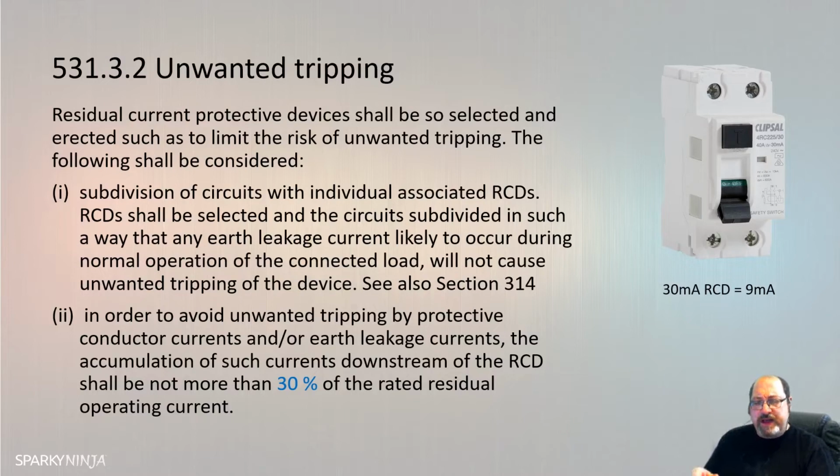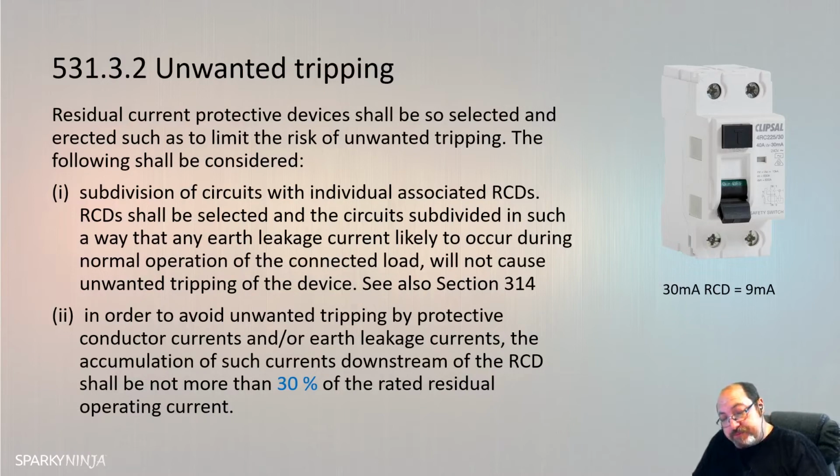Now, I don't like that wording, because to me, an earth leakage current is a current developed by a fault condition. I think that should say protective conductor current, such as it says below. But it's saying any earth leakage current to occur during normal operation. So, it's a bit weird.